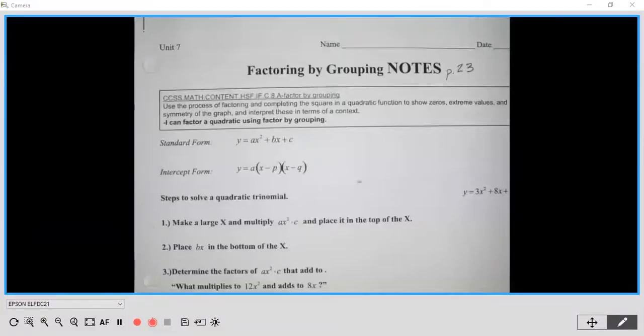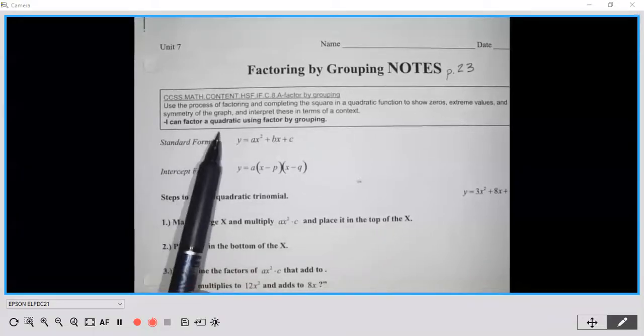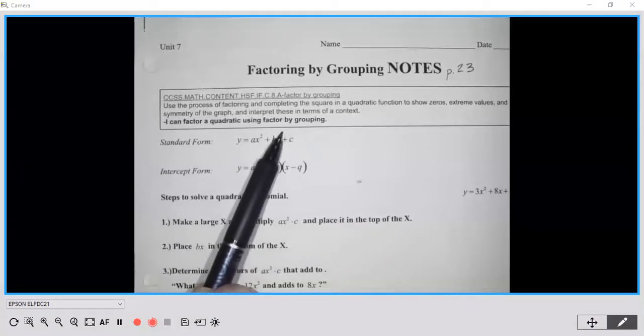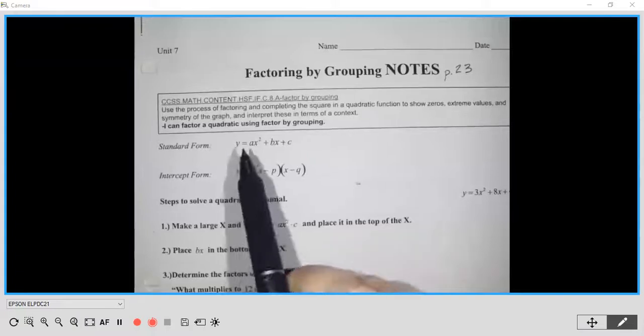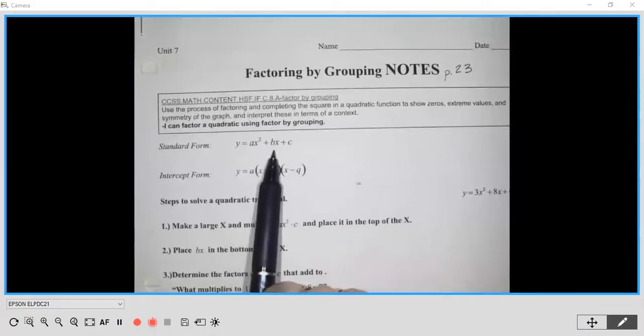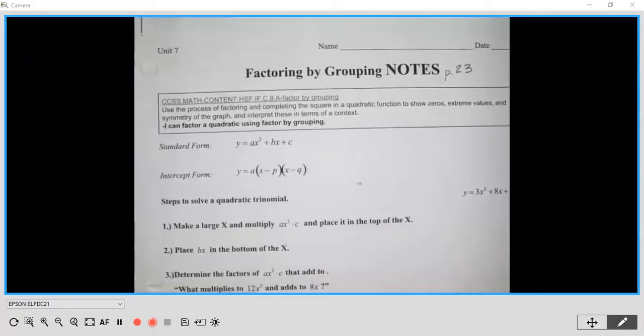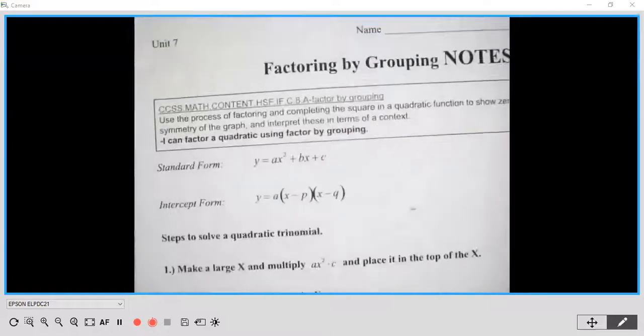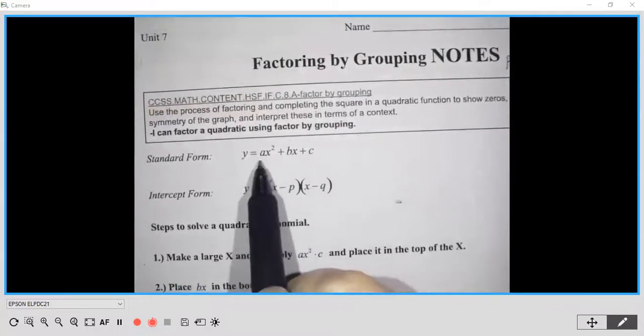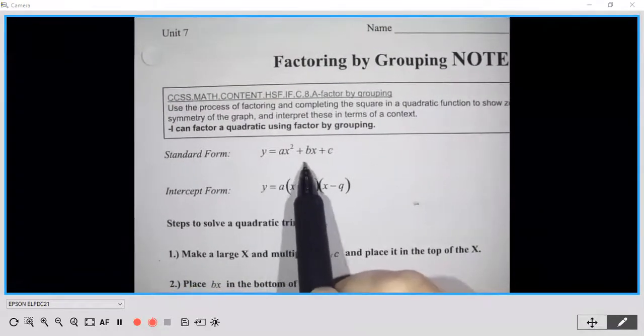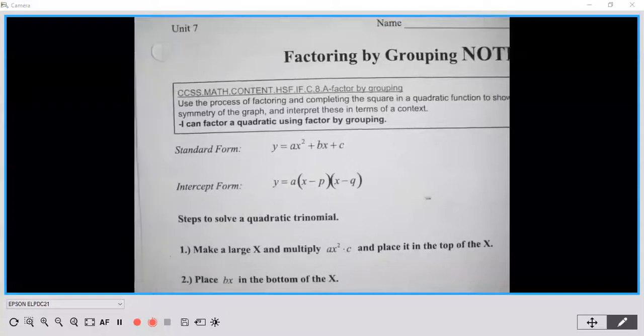So we're looking at factoring by grouping notes today, and our learning target is that we can factor a quadratic using the strategy of factor by grouping. When we look at a quadratic in standard form, the standard form of a quadratic is y equals ax squared plus bx plus c. This is also called a trinomial because it has three terms. So we have the ax squared term, the bx term, and the c term.